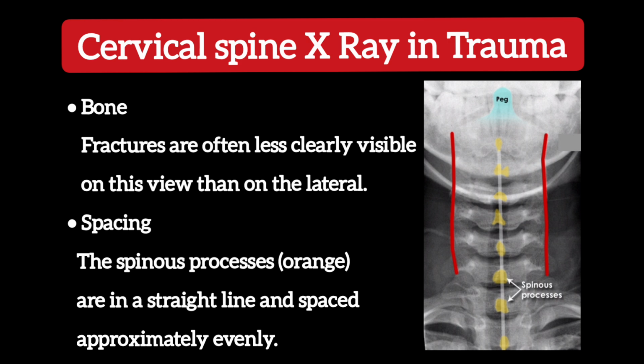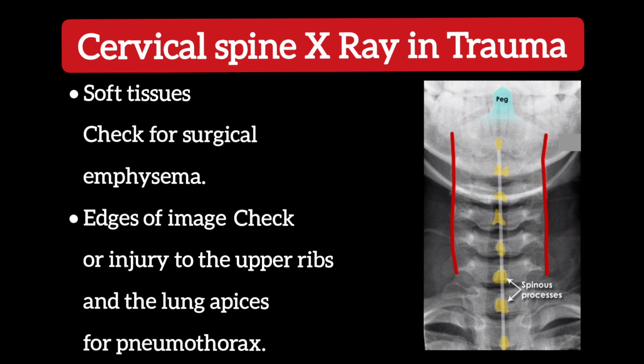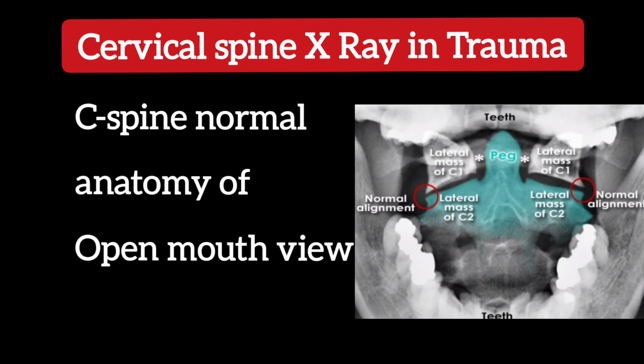Spacing. The spinous processes, orange, are in a straight line and spaced approximately evenly. Soft tissues. Check for surgical emphysema. Edges of image. Check for injury to the upper ribs and the lung apices for pneumothorax.